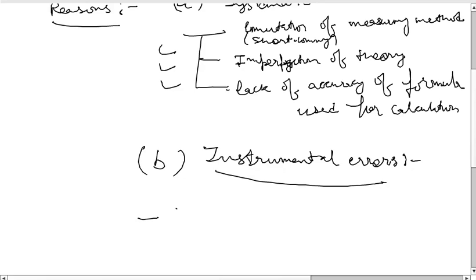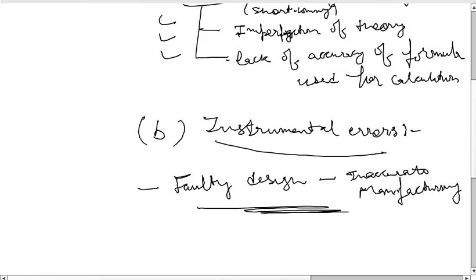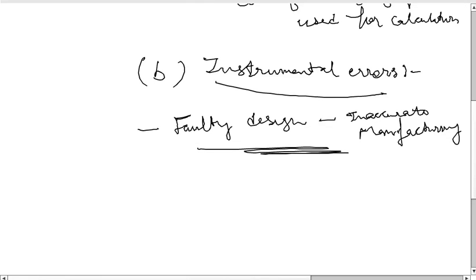So it may be due to faulty design, or you can also call it imperfection of the design. That is, the design is not perfect, right? So that is faulty design or imperfect design. Or this may also be due to inaccurate manufacturing. For example, there are some manufacturing defects, so due to some manufacturing defect, there may also be error which we encounter. So this will be put in the instrumental errors. Is it clear? Instrumental errors, all of you? Okay.